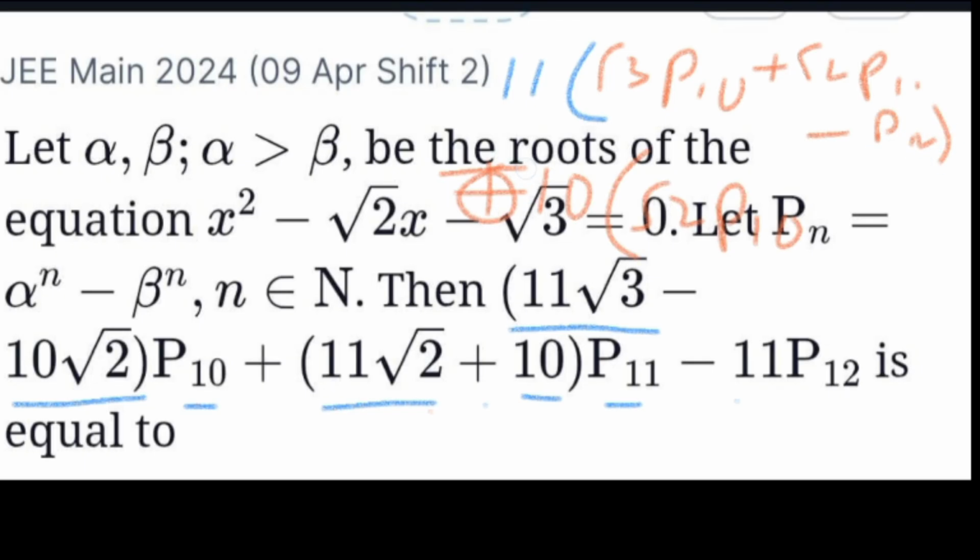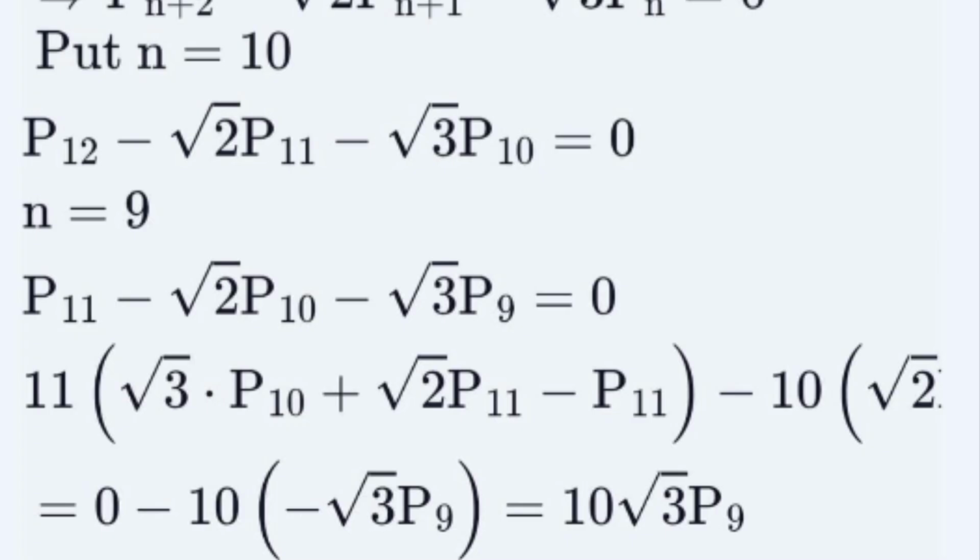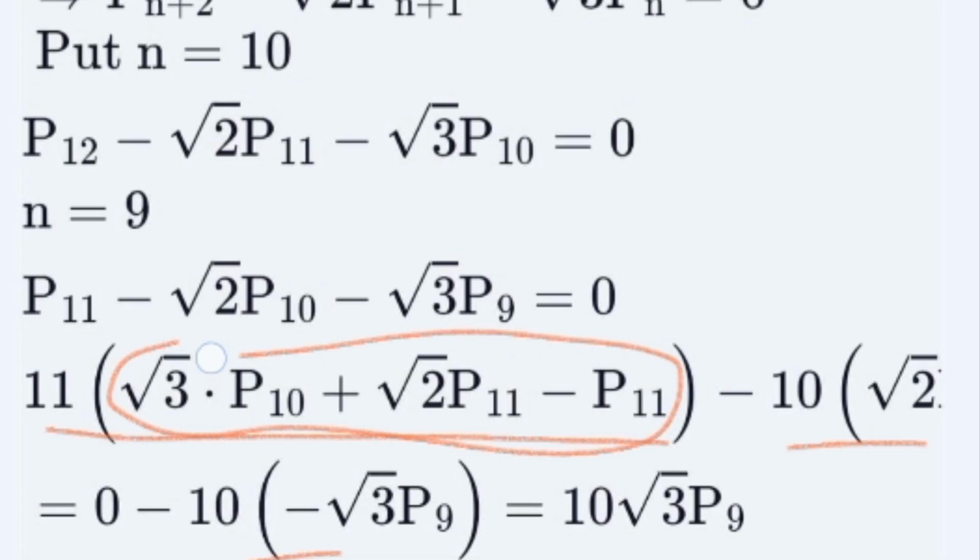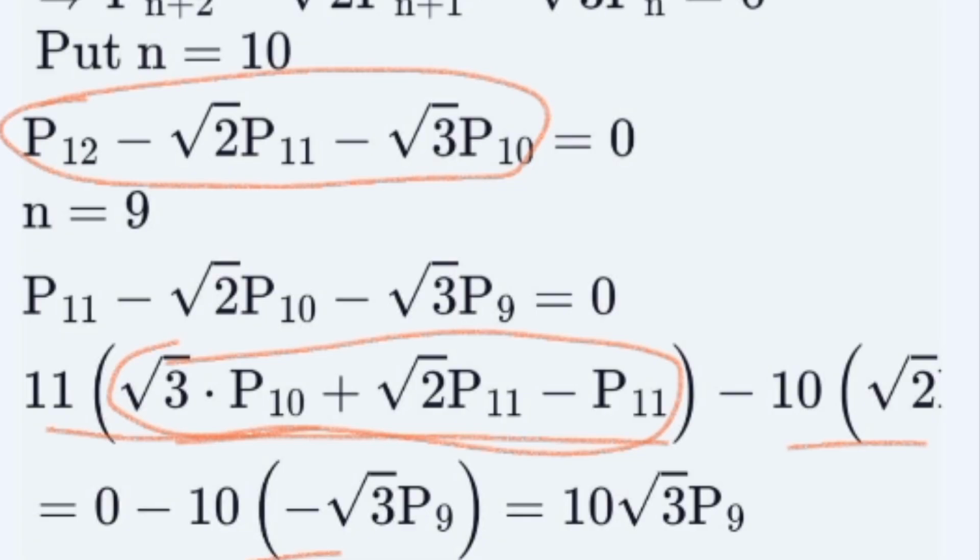Now again 10 is common, so minus 10 is common. So here minus is there, so root 2 P10. Then 10 is common, here minus P11. So 11 and 10 are common. Here 11 into this value, so this is the same value. So root 3 P10 is there, minus root 2 P11, minus P12.